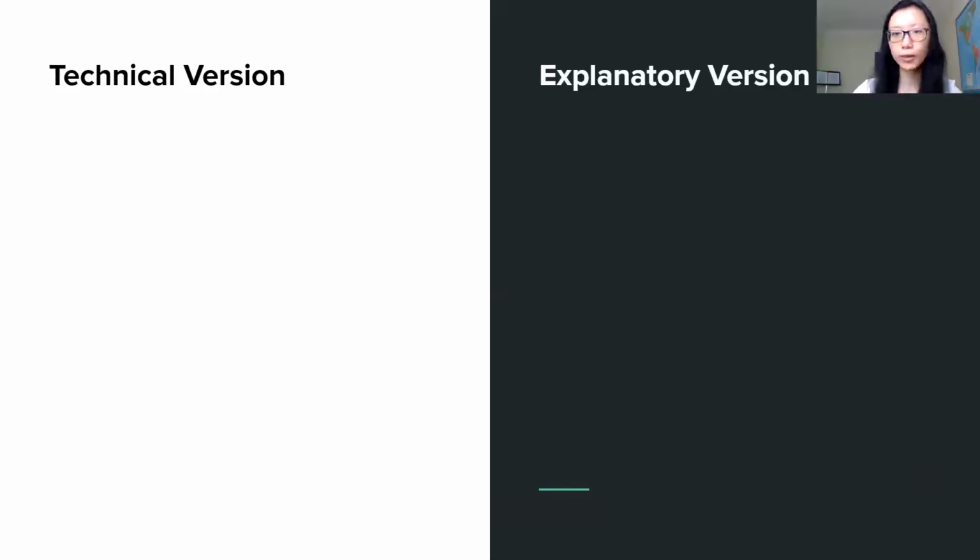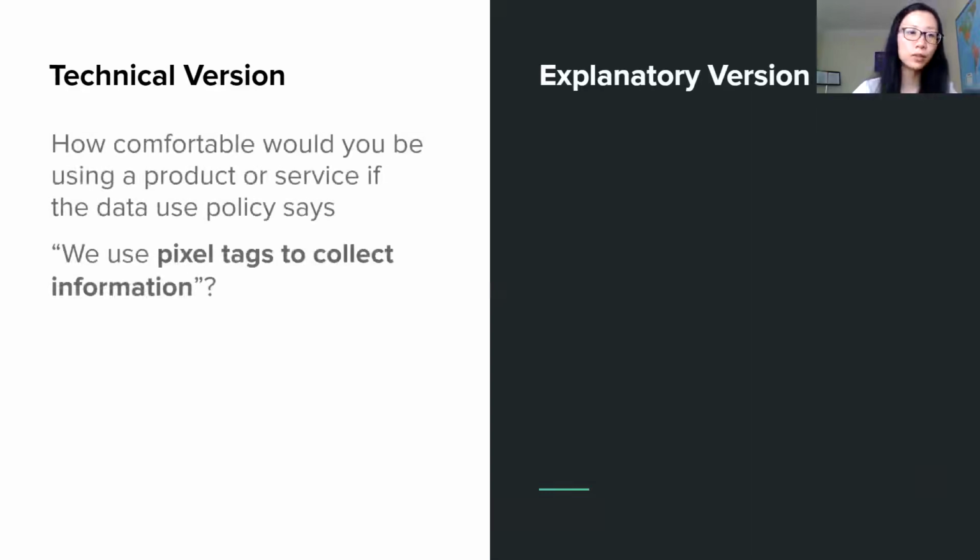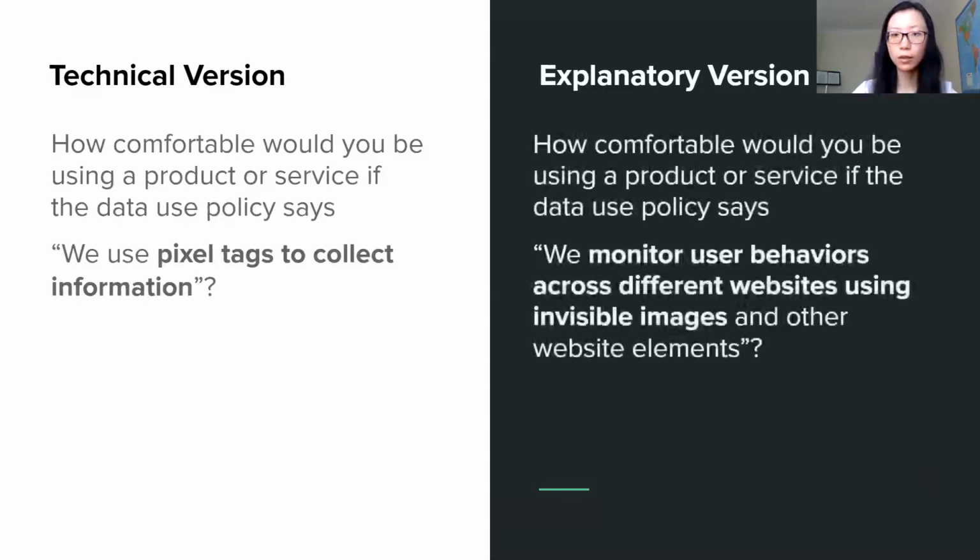So continuing with our pixel tags example, our technical version of the question asked, how comfortable would you be with something that says, we use pixel tags to collect information? So this uses language drawn from privacy policy. We wrote the explanatory version, and for pixel tags, this says, how comfortable would you be with something that says, we monitor user behaviors across different websites using invisible images and other website elements.